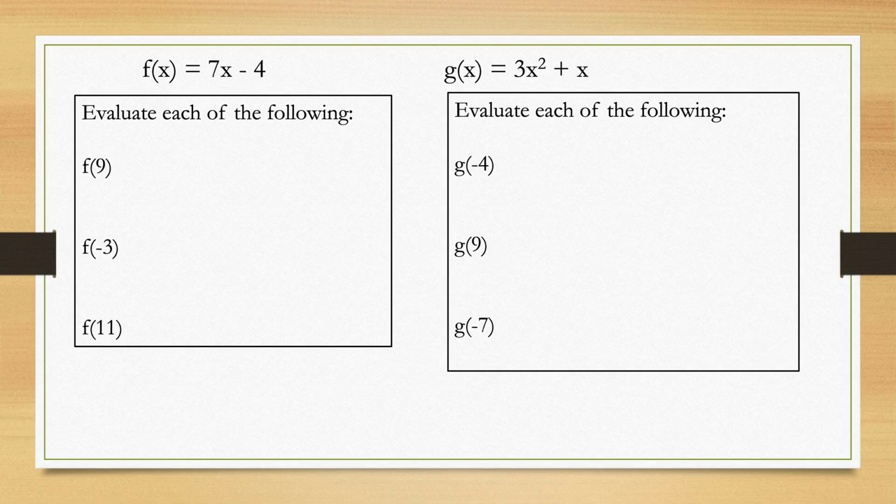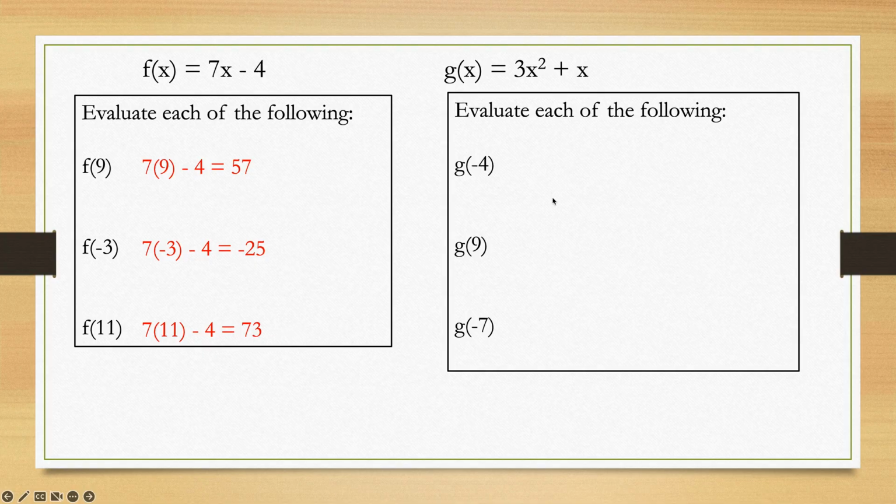Okay, so for the first one, f of 9, it's going to be 7 times 9 minus 4, which is 63 minus 4. 63 minus 4 is 59, not 57. Don't know why it says it there. When this happens, it just doesn't save things. Next one, 7 times negative 3 is negative 21, minus 4 is negative 25. And then 7 times 11, 77, minus 4 is 73.